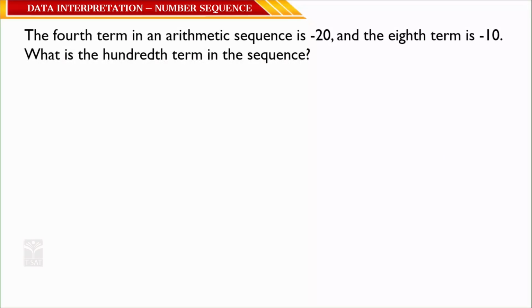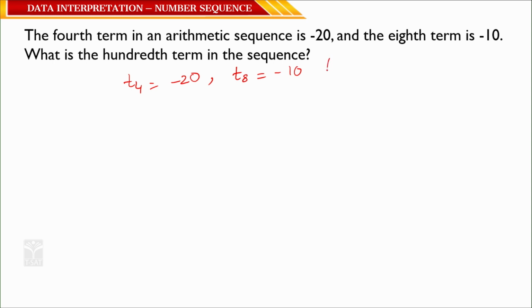The fourth term in an arithmetic sequence is minus 20 and the 8th term is minus 10. Then what is the 100th term in this sequence? This is the question. The fourth term is minus 20, so T4 equals minus 20, and the eighth term T8 is minus 10.